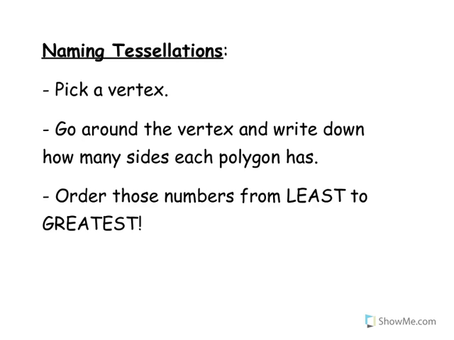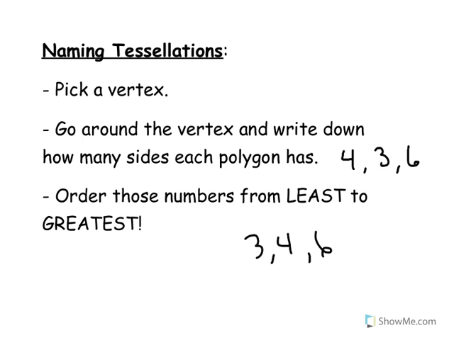Now, I've been listing off these random numbers in an effort to name these tessellations. Let's take a look at how we actually do this. In order to name a tessellation, first you're going to pick a vertex, that's the point where multiple lines meet. You're going to go around that vertex and write down how many sides each polygon has. So let's say it had a rectangle, a triangle, and a hexagon. The square has 4 sides, triangle has 3, and the hexagon has 6. And then you're going to order those numbers from least to greatest, so that would be 3, 4, 6. So that would be a 3, 4, 6 tessellation.